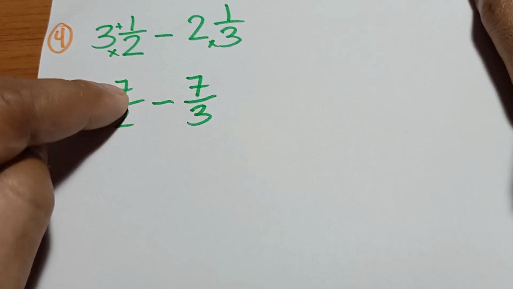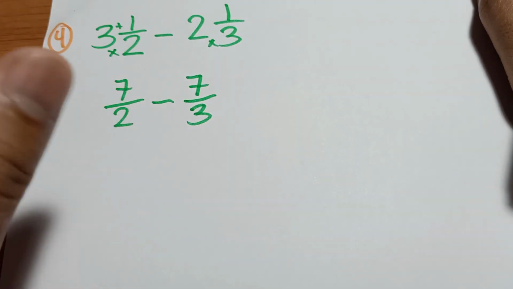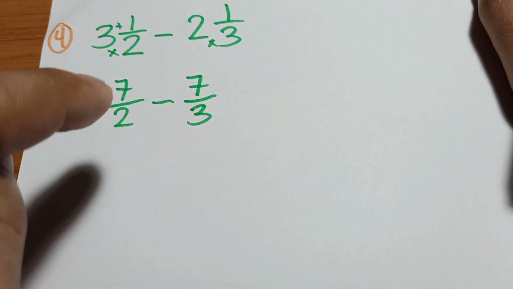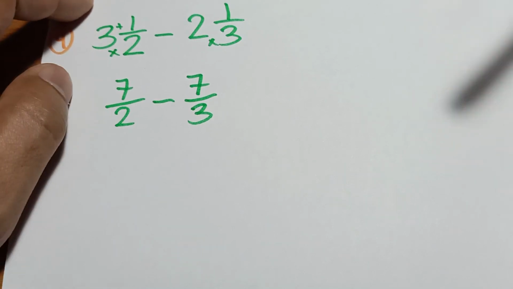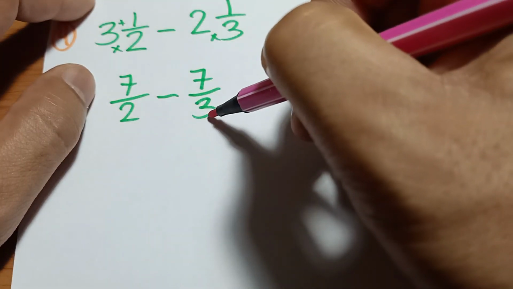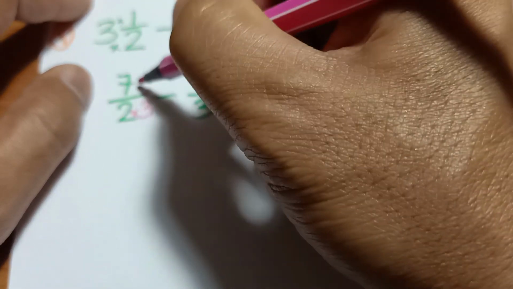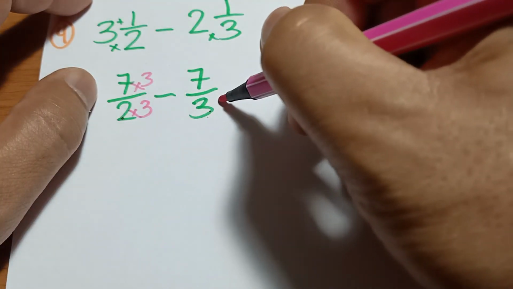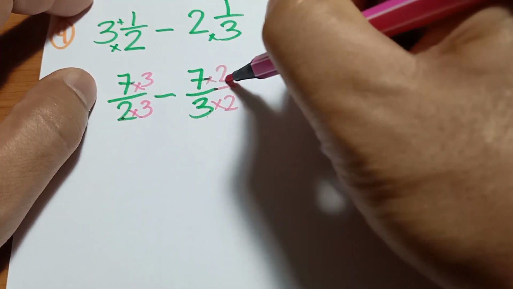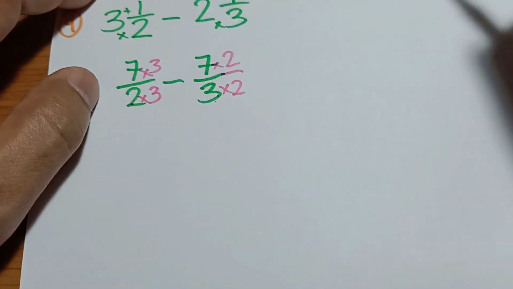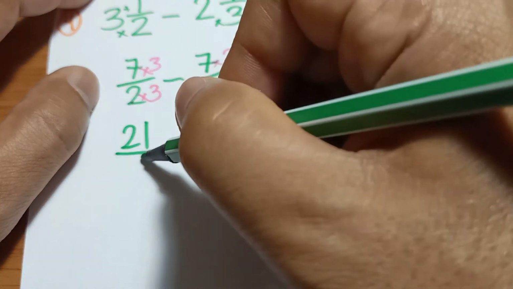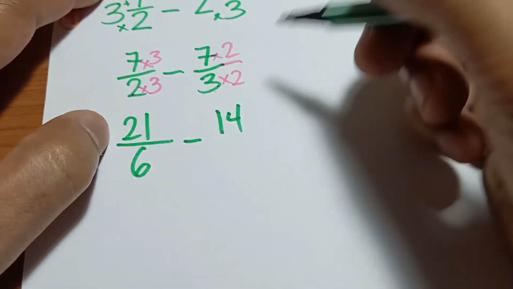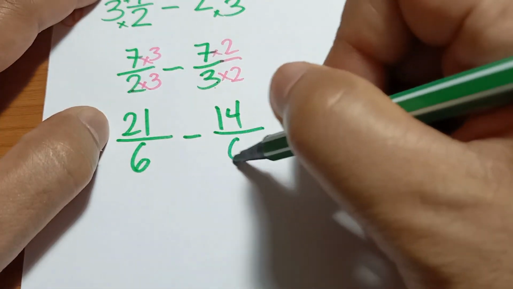Take note, guys, you cannot subtract them easily. You cannot subtract them because the denominator is not the same. So the second way is you have to make the denominator the same. So how? Use 3 to multiply it here. This one is times 3, this one is times 3. And then use this one to multiply it here. So times 2 and times 2. Okay, so 7 times 3 is 21 over 6. So 2 times 3 is 6. Minus 7 times 2 is 14 over 6.